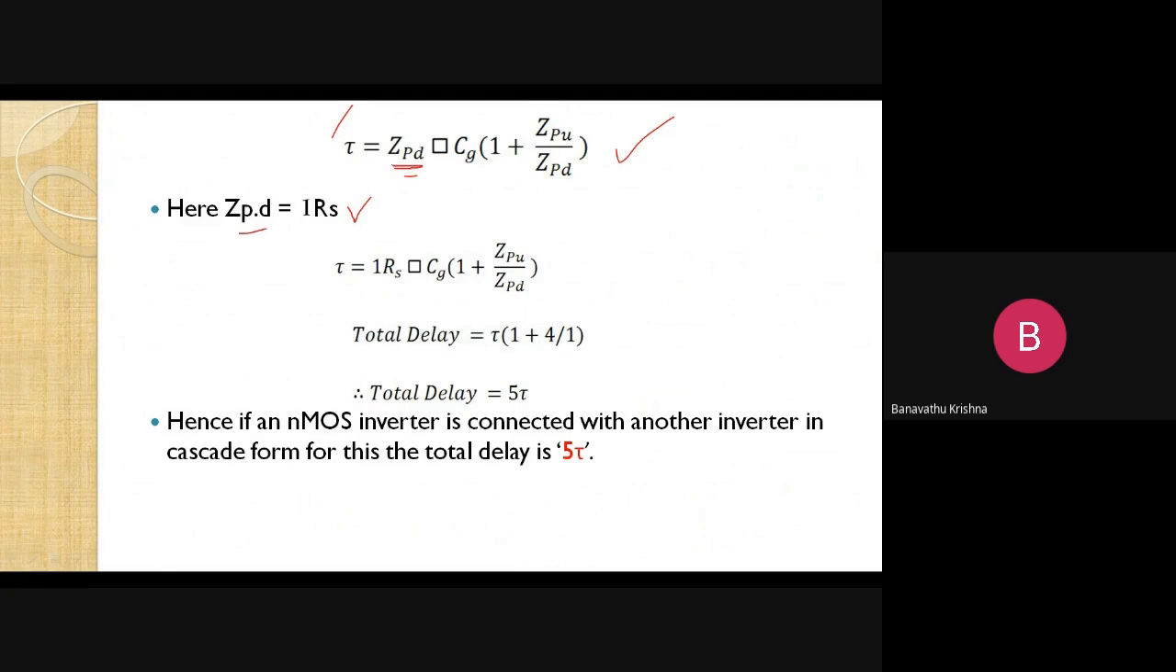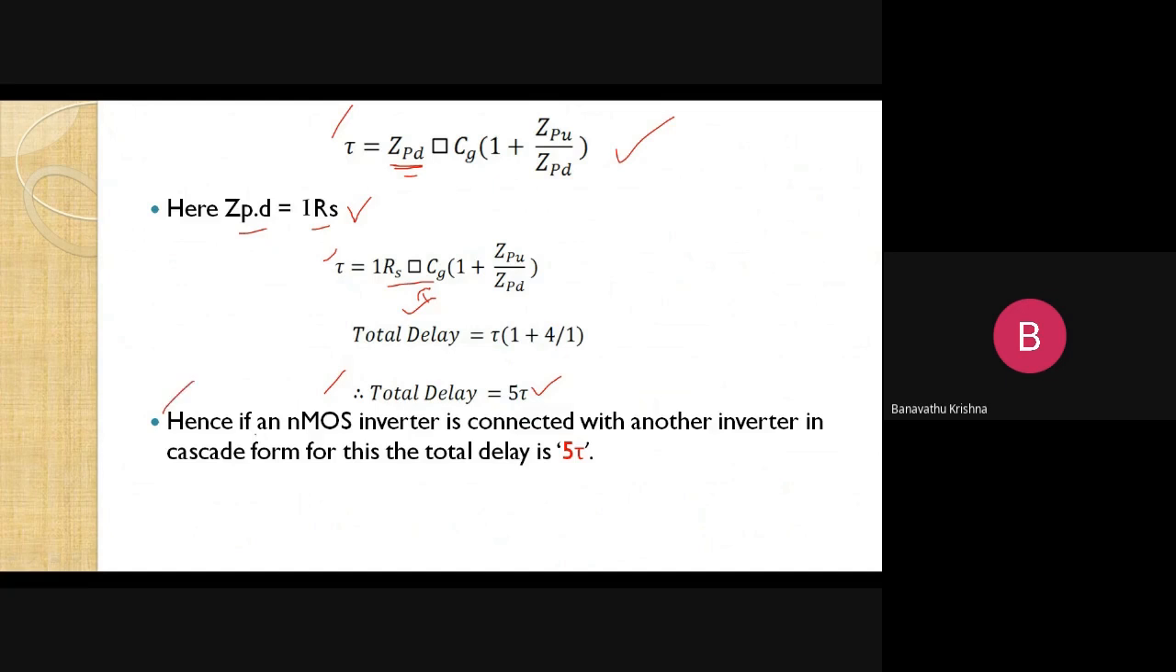So instead of this Z pull down, I want to replace that with 1 RS. Therefore, tau equal to RS into square CG of 1 plus Z pull up by Z pull down. Therefore, the total delay equal to tau of 1 plus, so this part is nothing but tau equal to the time constant, nothing but R into C, right? So here tau of 1 plus 4 by 1, that is equal to finally 5 tau, right?